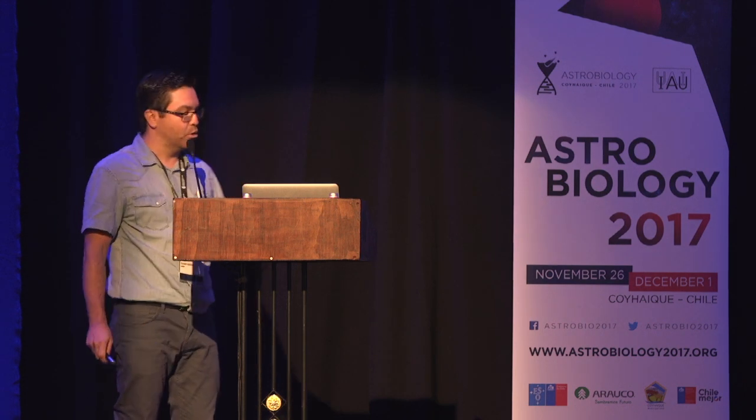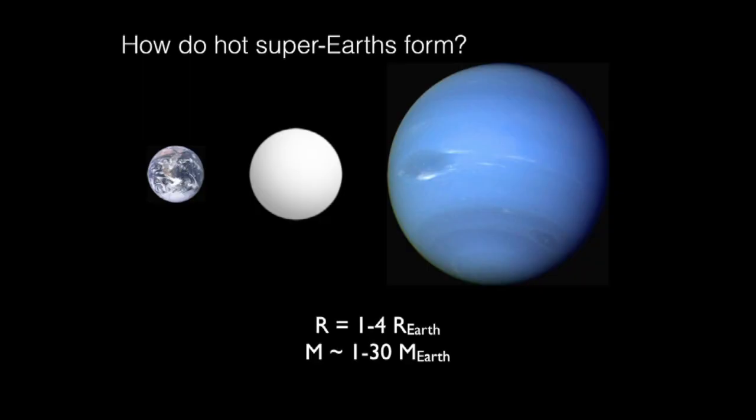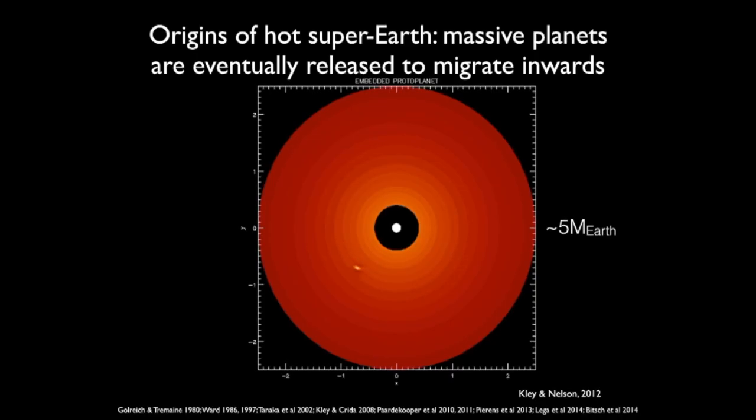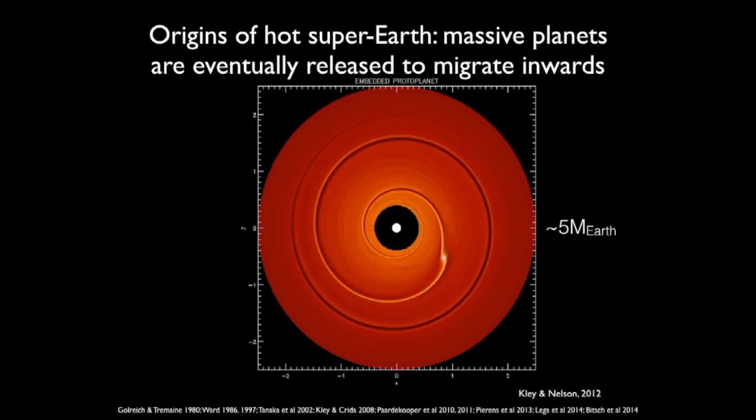So let's first look at how super Earths form. One of the promising ideas, maybe the most promising one, is that super Earths form by migration. So here you have a protoplanetary disk, the star is in the center, and you're going to put a 5 Earth mass planet in this disk. So this is what happens. The planet interacts gravitationally with the gas and launches these wakes. And then eventually it migrates. Typically, migration is inwards.